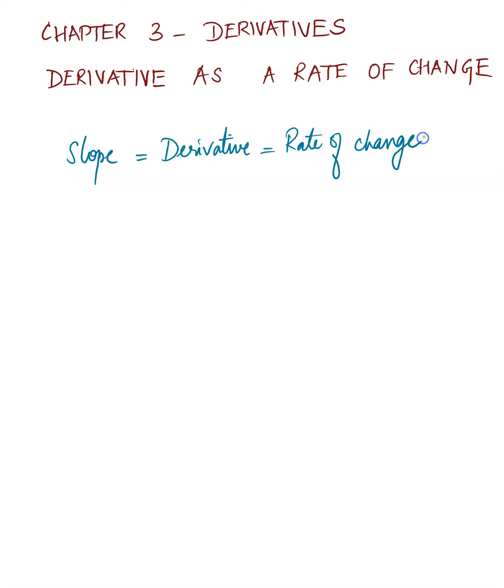We've seen rate of change. Rate of change is y2 minus y1 over x2 minus x1. How fast does y change with respect to x? But when we talk about derivative as a rate of change, then we actually mean the instantaneous rate of change. What does that mean? How quickly does y change with respect to x at every instant? So then this instantaneous rate of change will measure the rate of change at an instant.